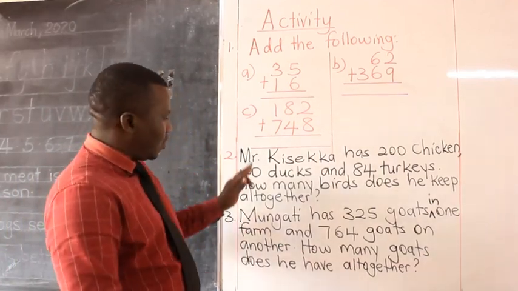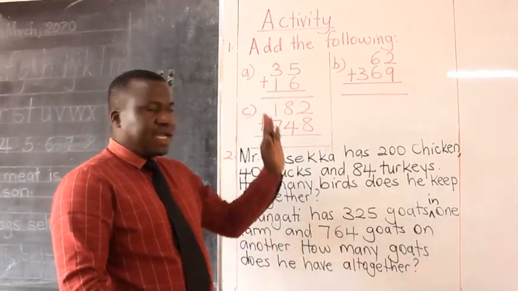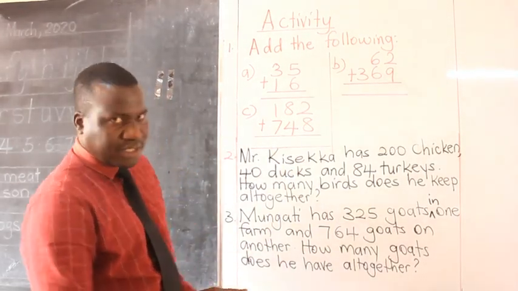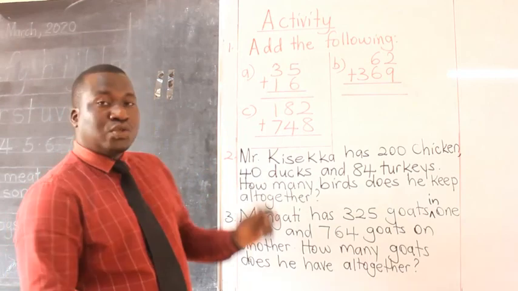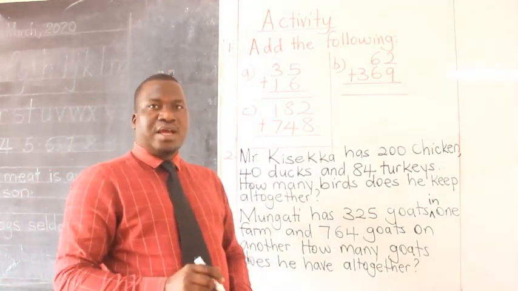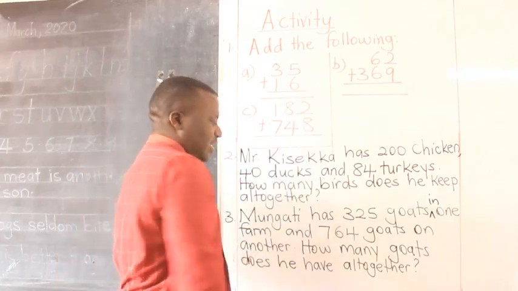So please make sure that you do this work. Add properly, starting from the ones, tens, to hundreds, and thousands. We shall start from there in our next lesson as we correct this work.